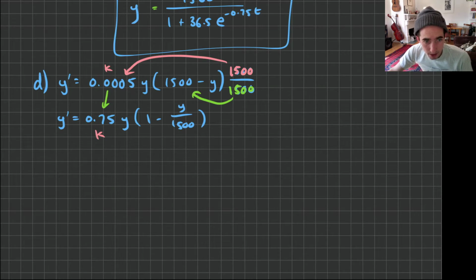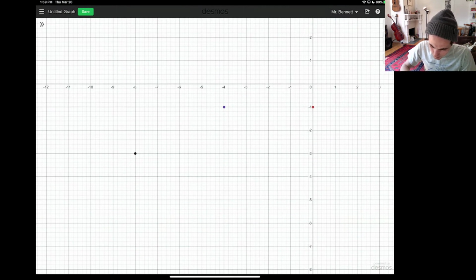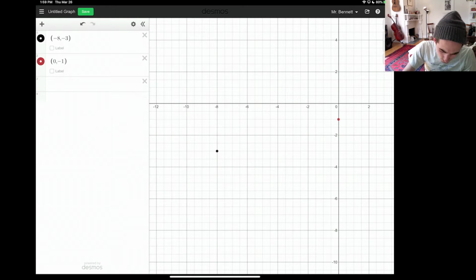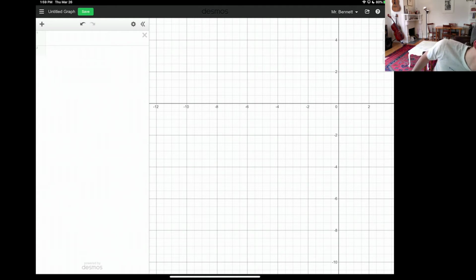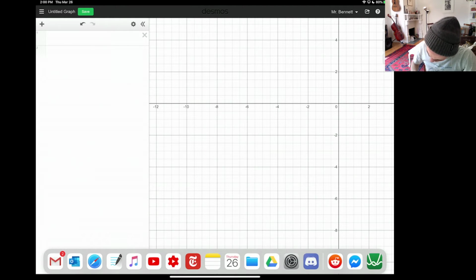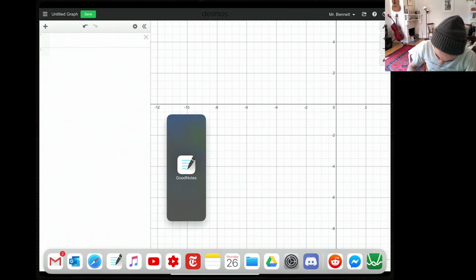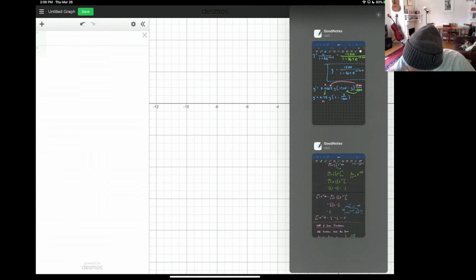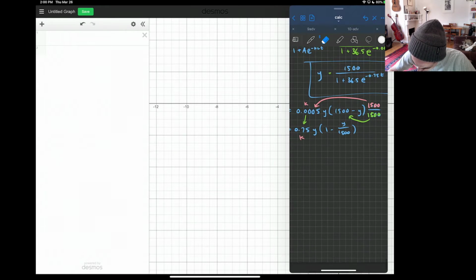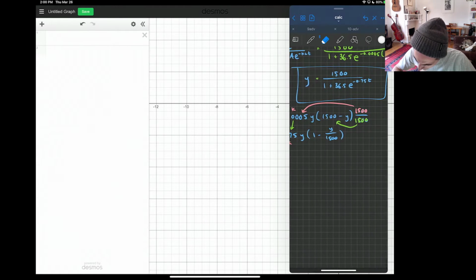And then sketching P of T. So to be frank, I don't really want to do that, so I'll just use Desmos. Let me just connect my keyboard. Okay, so what do we have here? I'm going to do this. Oops, how do I do that? And this one is what I want. Look at that.